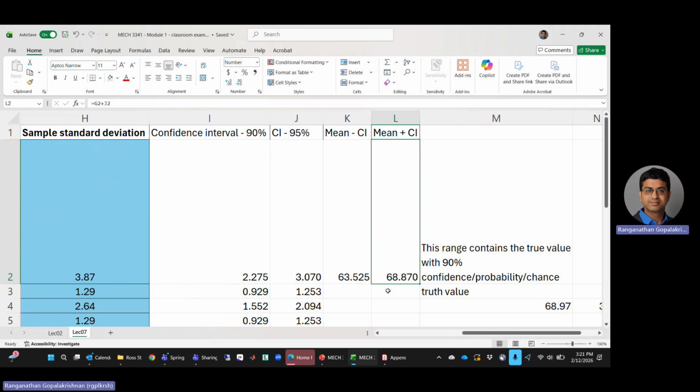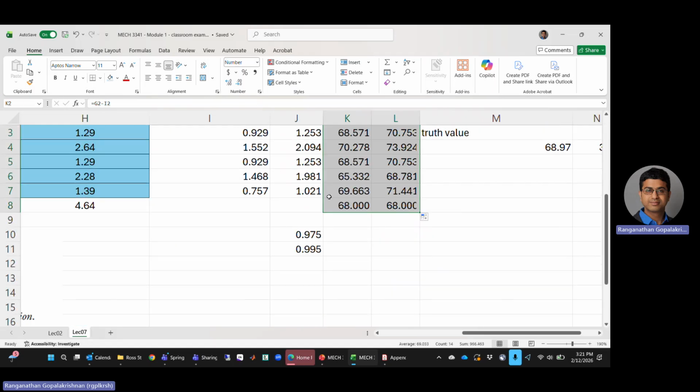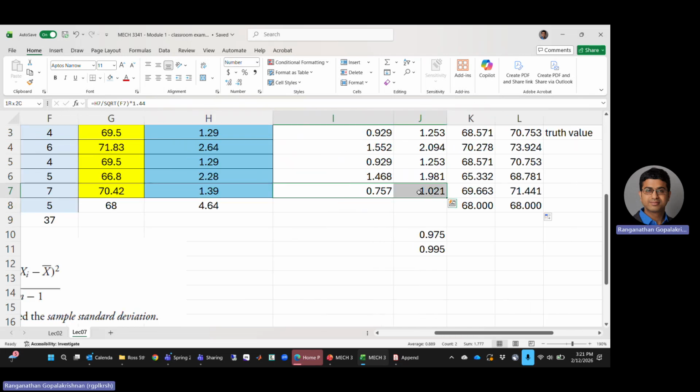Okay. The other interpretation is we have this range, right? The true value is contained in this range with 90% chance. In other words, this range should contain 90% of the values. That can be checked based on the histogram that he's trying to calculate. Okay. So you can do the same for each of these different samples or different groups, the data that we collected.